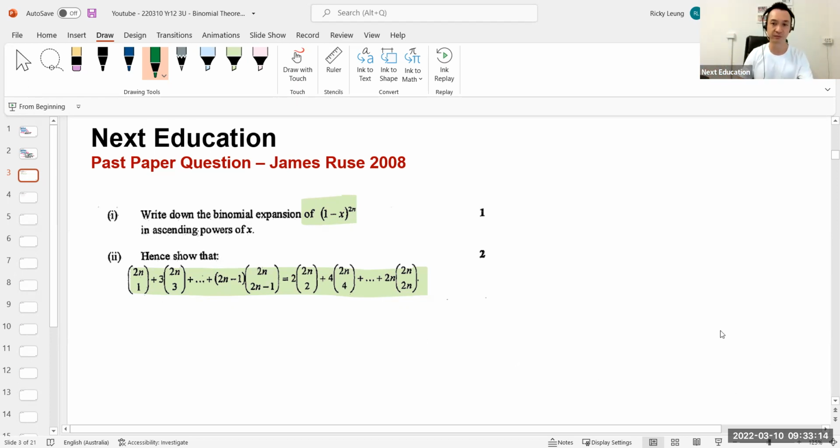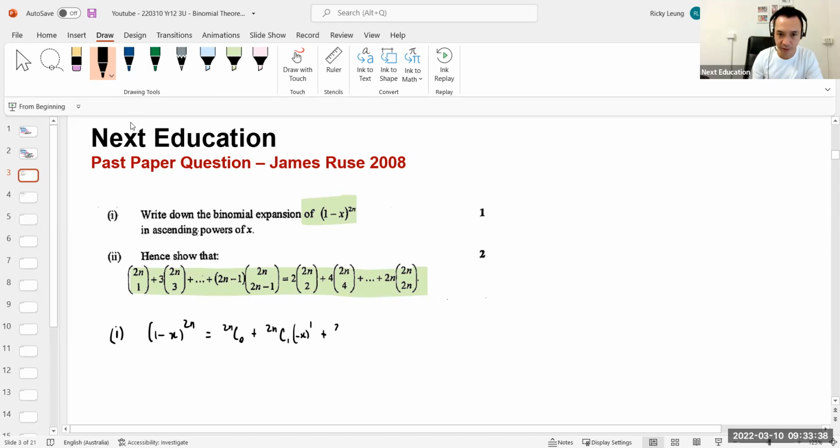Let's have a look, right? Let's have a look. Part 1, let's attack this by going (1 minus x)^2n. Now, we know when it's 1 plus x, right? It's the combinatoric term. In this case, it used to be n, but because it's 2n, 2n c0 plus 2n c1, now c1, this term here, I'll put with brackets minus x to the power of 1, plus 2n c2 minus x to the power of 2, 2n c3 minus x to the power of 3. All right, that's enough for us to develop a pattern, and 2n c2n.